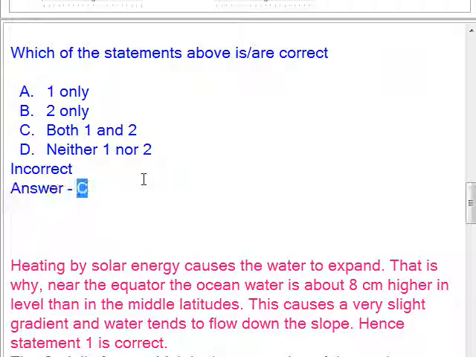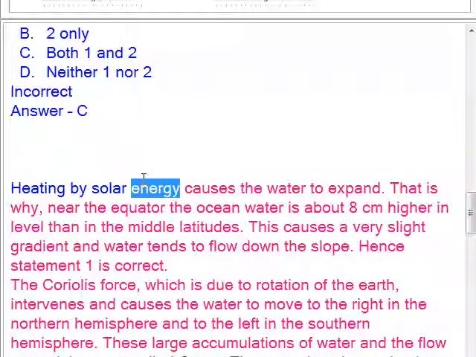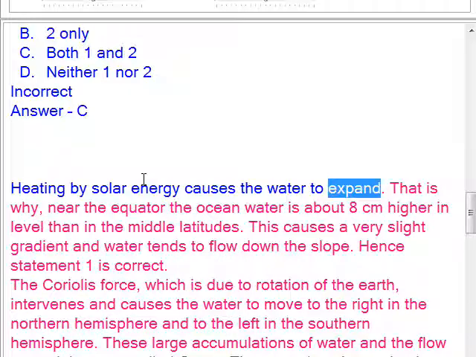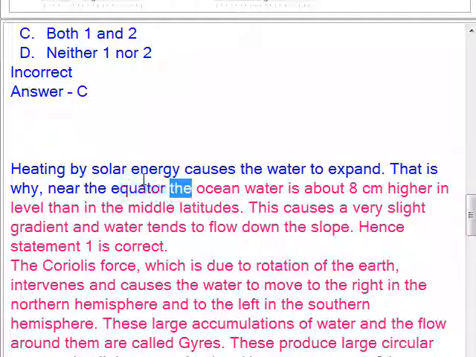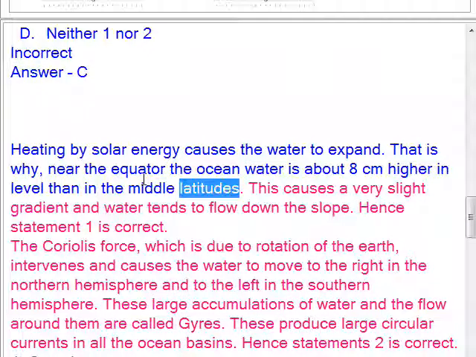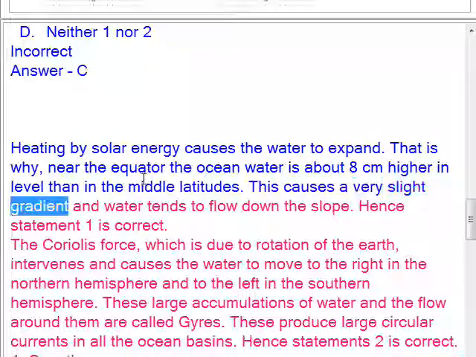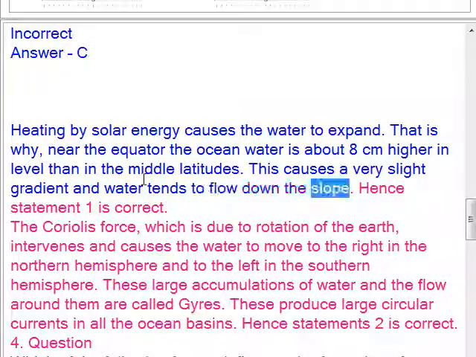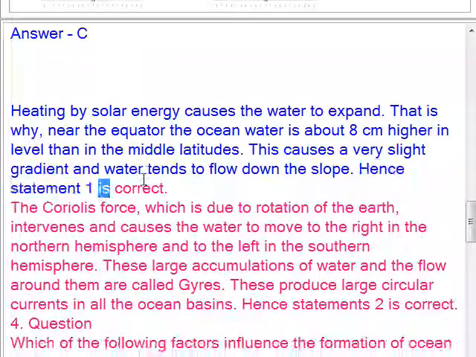Correct answer, C. Heating by solar energy causes the water to expand. That is why, near the equator, the ocean water is about 8 centimeters higher in level than in the middle latitudes. This causes a very slight gradient and water tends to flow down the slope. Hence statement 1 is correct.